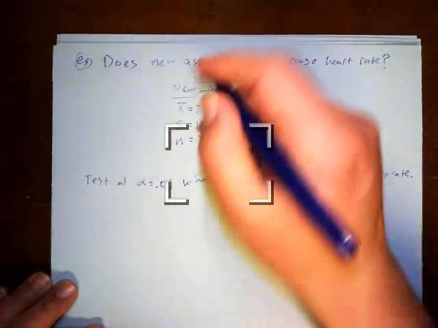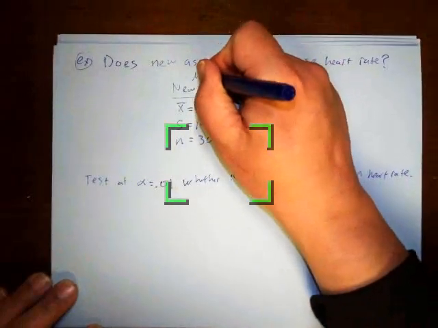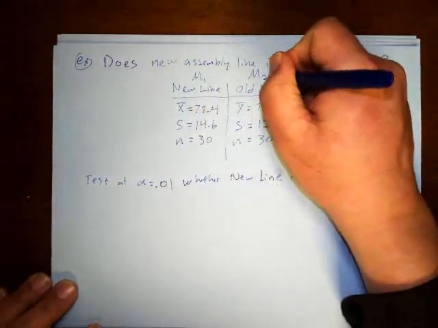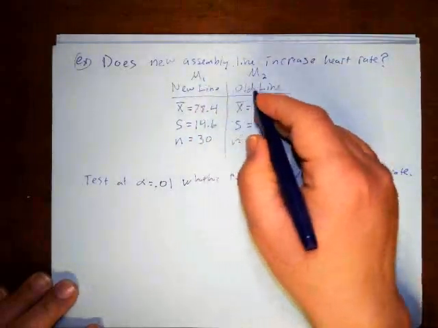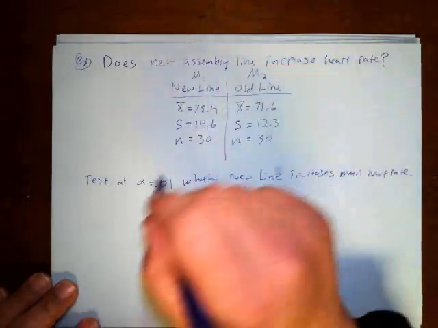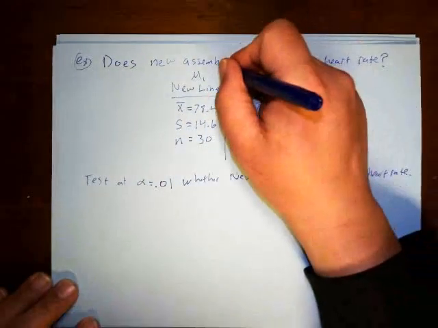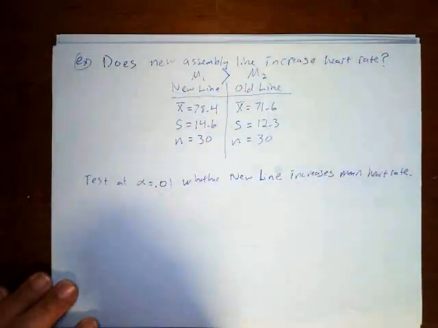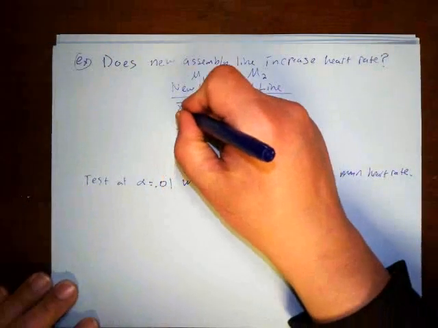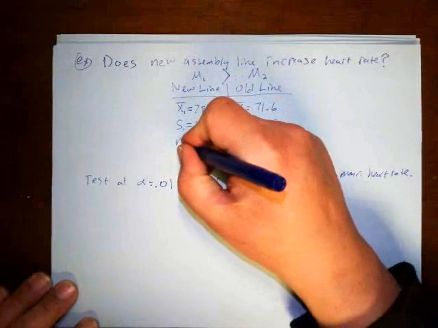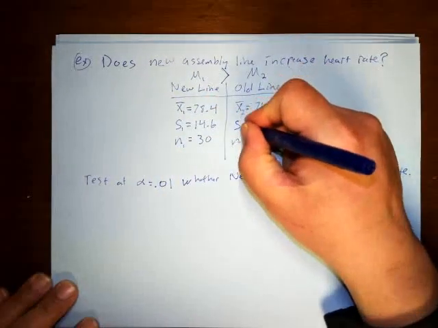I'll call this mu1 and this mu2, and I want to know, is the mean for the new line bigger than the mean for the old line? So this is going to be a greater than sign. That's going to make this a right-tailed test, and these will each have a 1 and these will each have a 2.